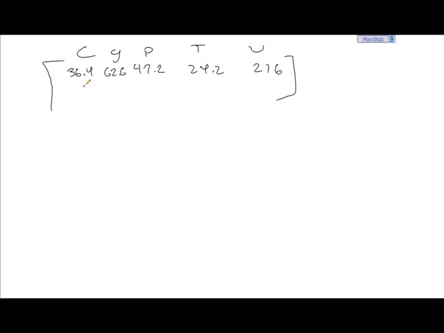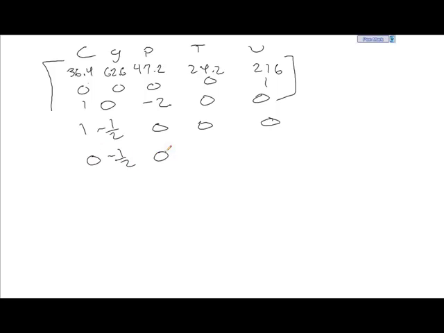Okay, now we'll do the same thing for the remaining equations. So we have 0, 0, 0, 0, 1 for U equals 1. Then we have 1, 0, negative 2, 0, 0. So that's 3 equations. Then we have 1, negative 1/2, 0, 0, 0. And finally, we have 0, negative 1/2, 0, 1, 0. And that's our entire coefficient matrix right there. It's a pretty hefty one, and you can probably imagine this is pretty hard to solve by hand.